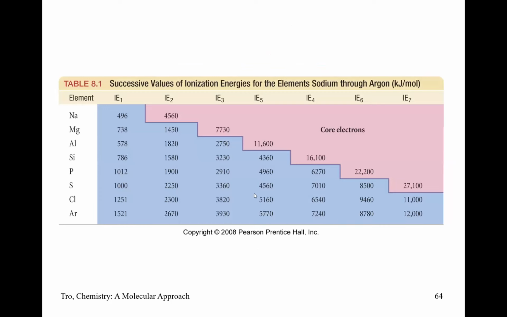So core versus valence, and right here we saw that jump, right, times 5 ballpark. 3 to almost 12, so about 4 times as much, 1.4 to 7.7. Right, this one's more like almost 10 to 9 times as much. So to remove a core electron takes a huge jump in energy, which means it doesn't happen.